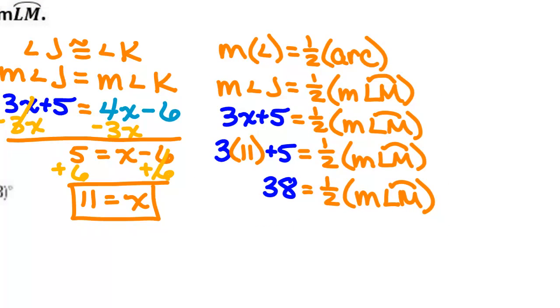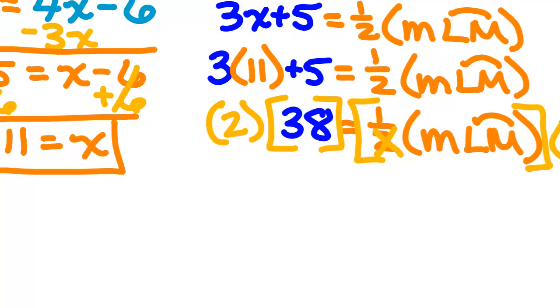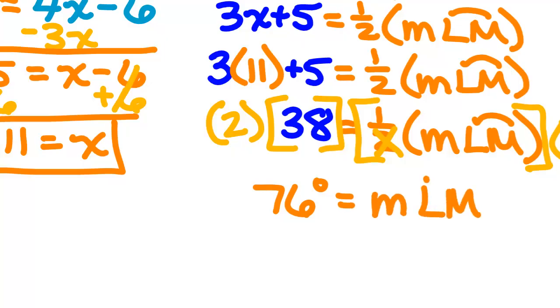I want arc LM all by itself, but right now there's a 1/2 by it. How do I get rid of that 1/2? Multiply by the denominator. In this case, our denominator is 2. So we're going to multiply the right-hand side by 2. And if we do it to the right-hand side, we have to do it to the left-hand side. Multiply this side by 2. The denominator of 2 and the 2 cancel each other out. So I just have 1 times the measurement of arc LM. What is 2 times 38? 76. So 76 degrees for the measurement of arc LM.